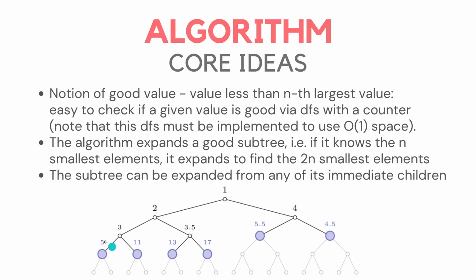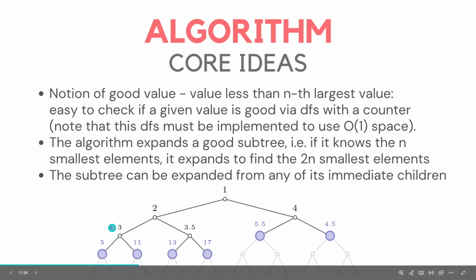Do DFS, go further down, look at 3. Is 3 less than 4? Yep, cool. Go further down, go to 5. Is 5 less than 4? No, it is not, so we stop here. We go back up and continue our DFS. Go right. 11 is still too big. Go back up, go back up, go right, go back up, go back up.